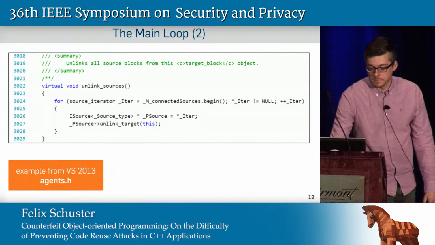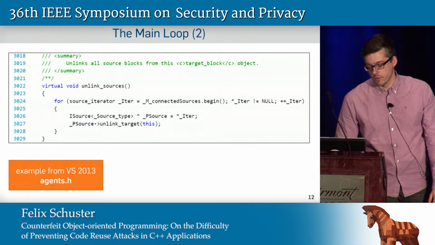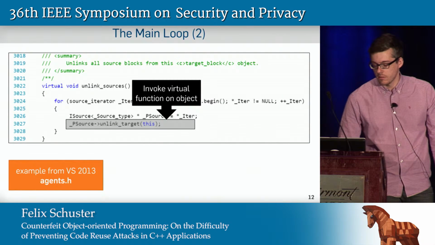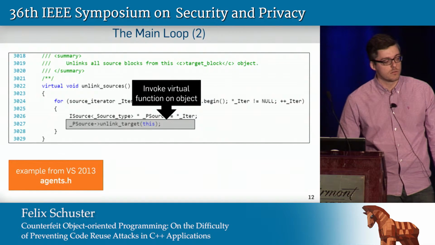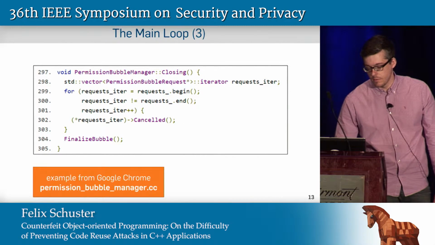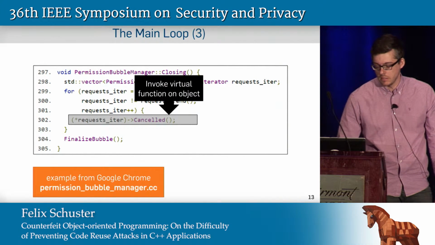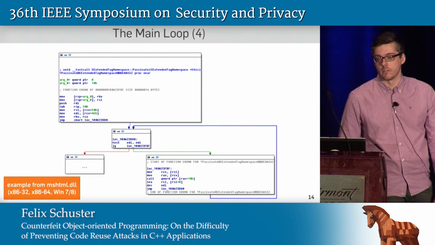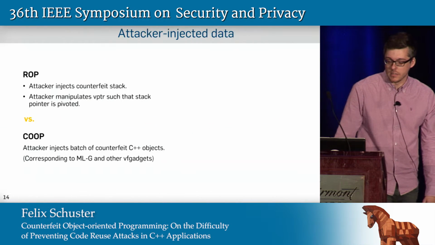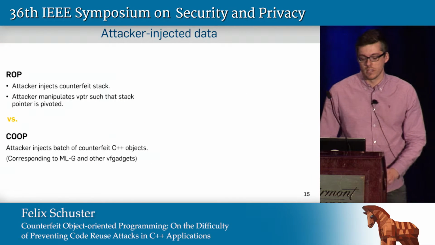Okay, here's an example of a main loop from Visual Studio agents.h. Just to give you an idea, it looks pretty similar to the former example. Here's an example from Chrome, and here's an example from Internet Explorer. Okay, so there are plenty of main loop gadgets available.